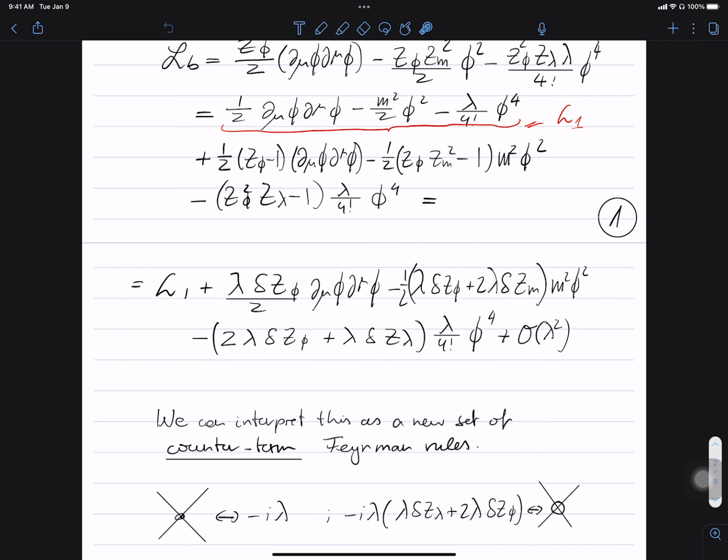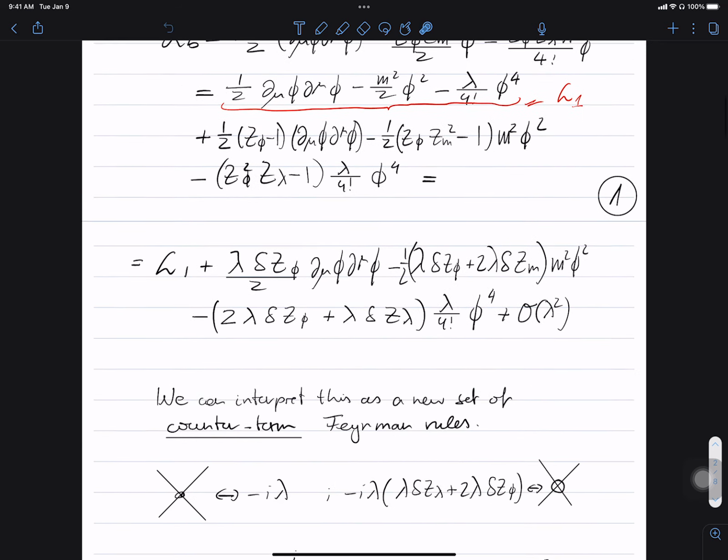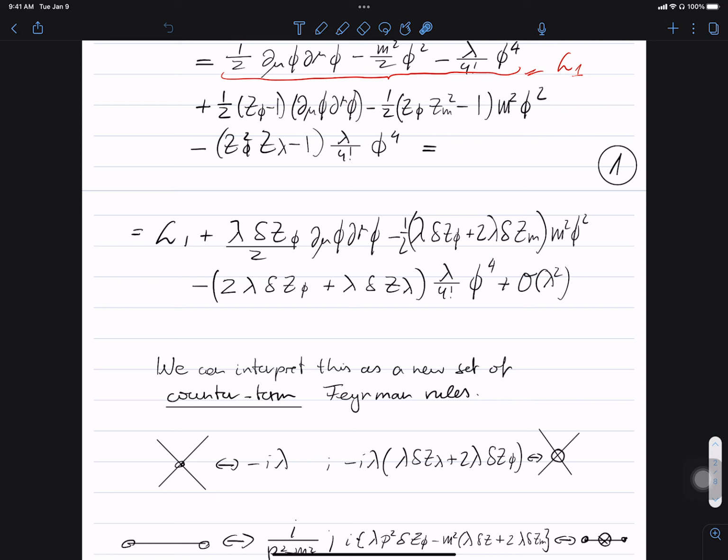We have L, lambda, L1, which is the Lagrangian with momentum independent quantities. And here we have all the quantities that depend on the regulator. So we have all these regularization terms, so all the regularization parameters expanded to leading order in lambda, and we have this contribution here to our interaction, to our theory.